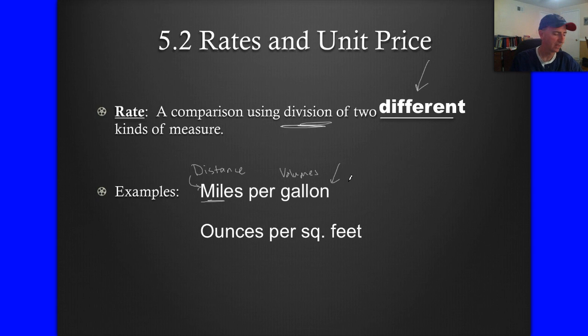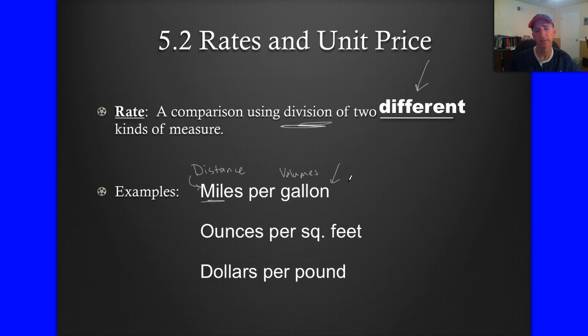Another example, ounces per square feet. This one I recall a question that may be coming up here soon, of if you're putting grass seed on your yard and you might want to spread a certain amount of ounces per square feet. You have, again, two different types of measure, right? Ounces is a capacity measure and square feet is an area measure.